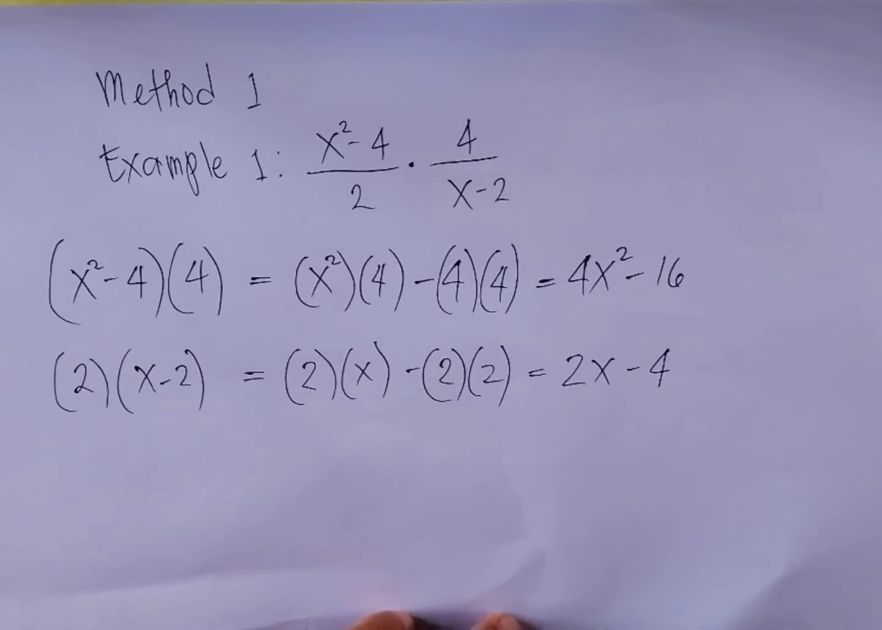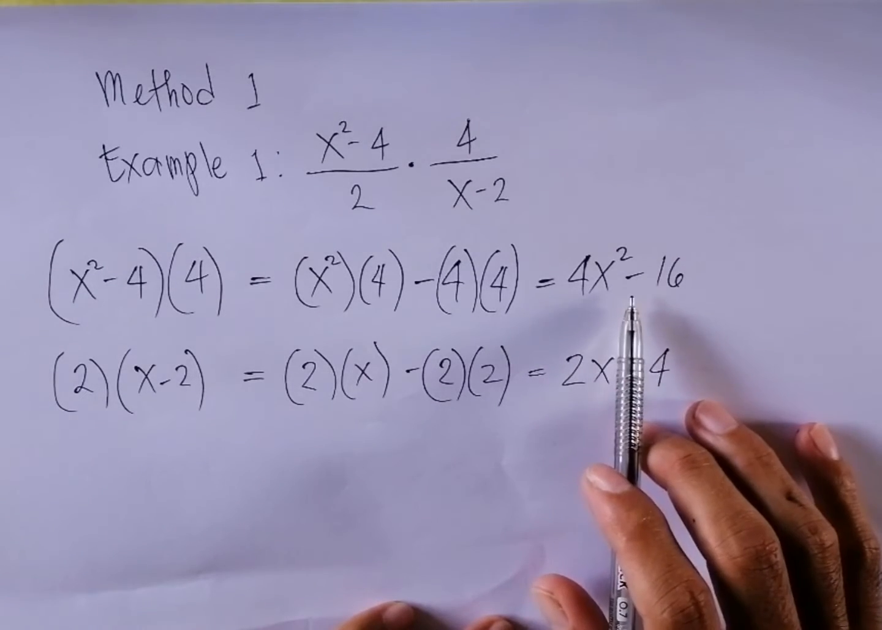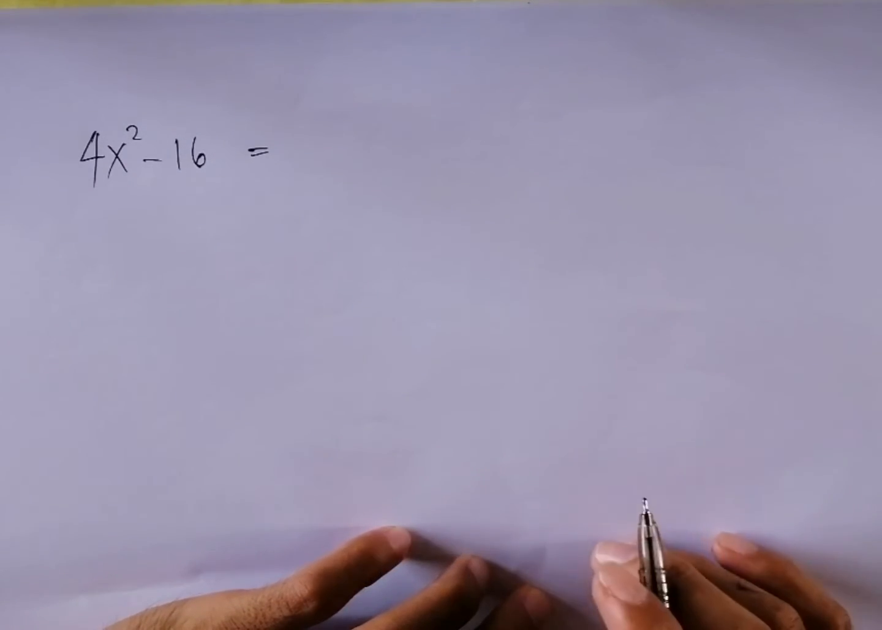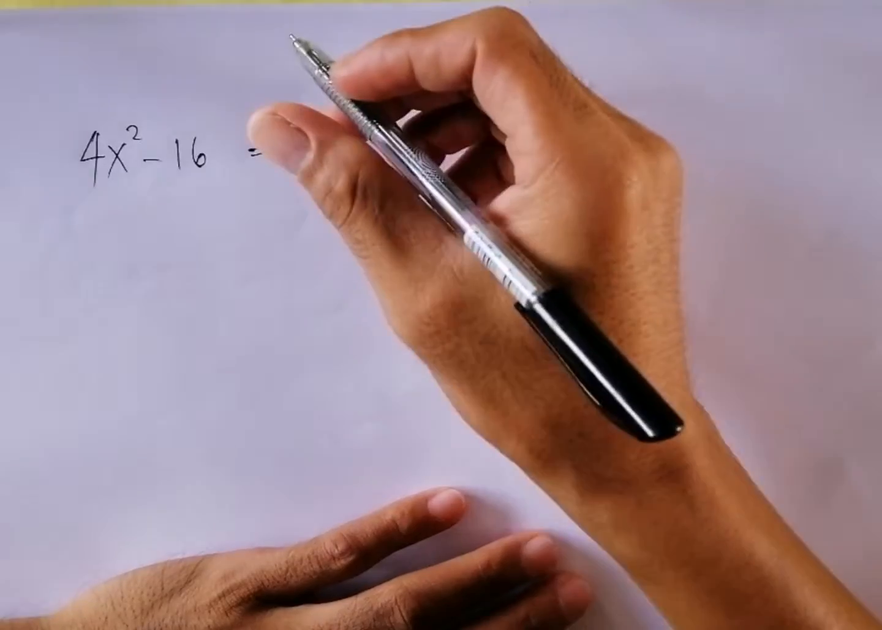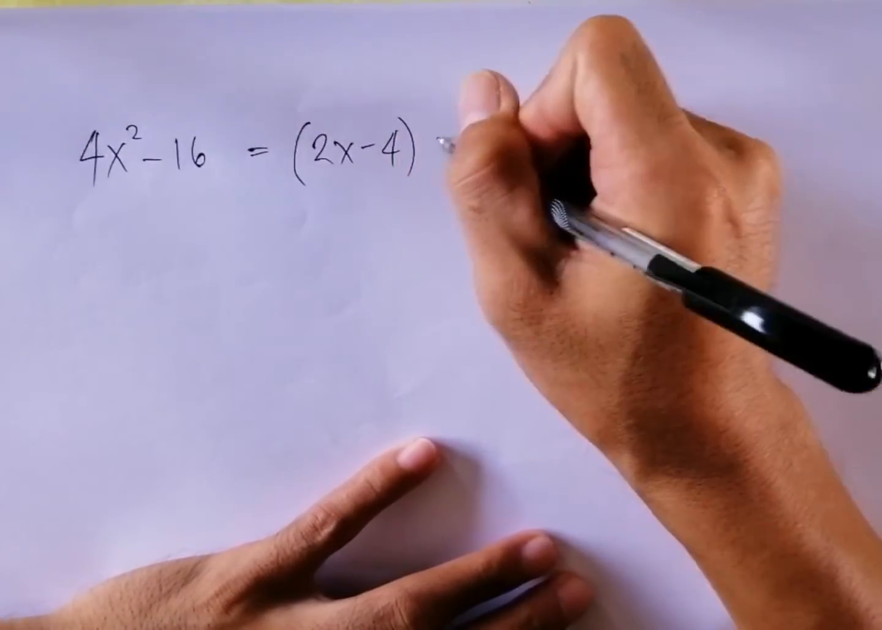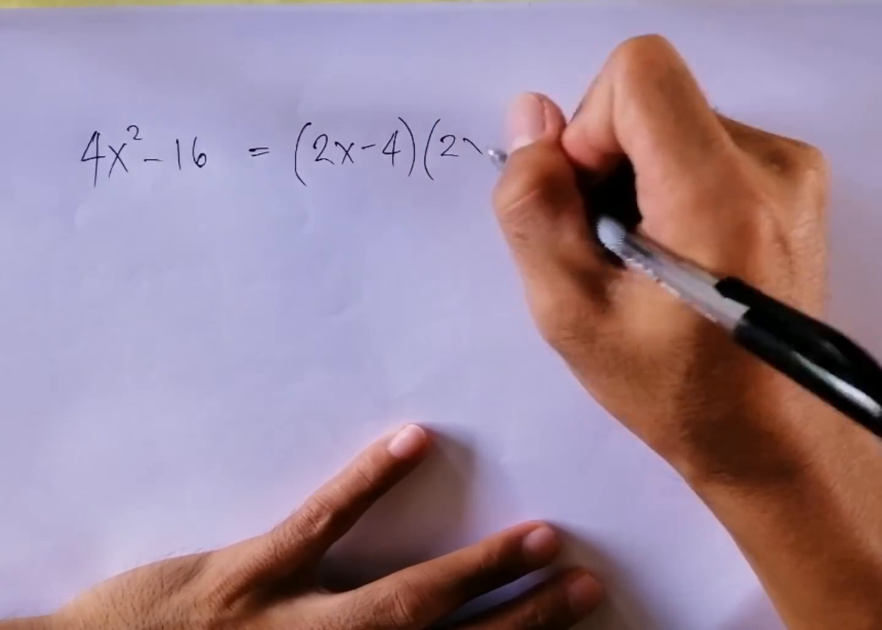The second step is find the GCMF of the product of numerators and denominators by first applying the factoring of the difference of two squares. So the factor of 4x squared minus 16 is equal to the quantity of 2x minus 4 times the quantity of 2x plus 4.